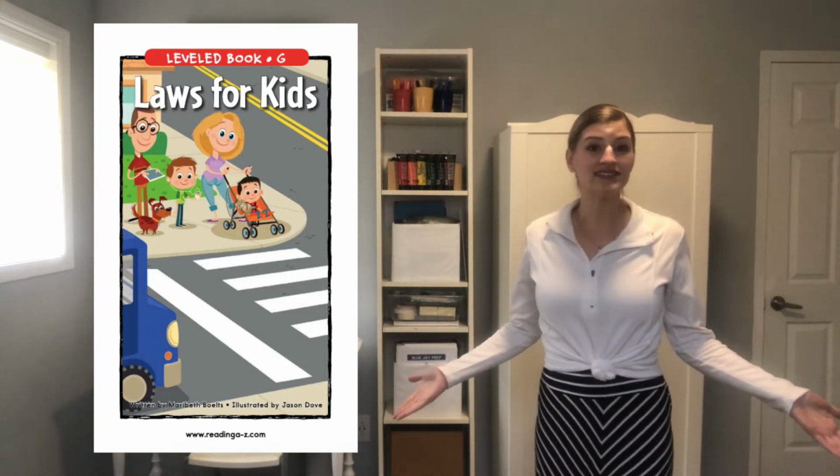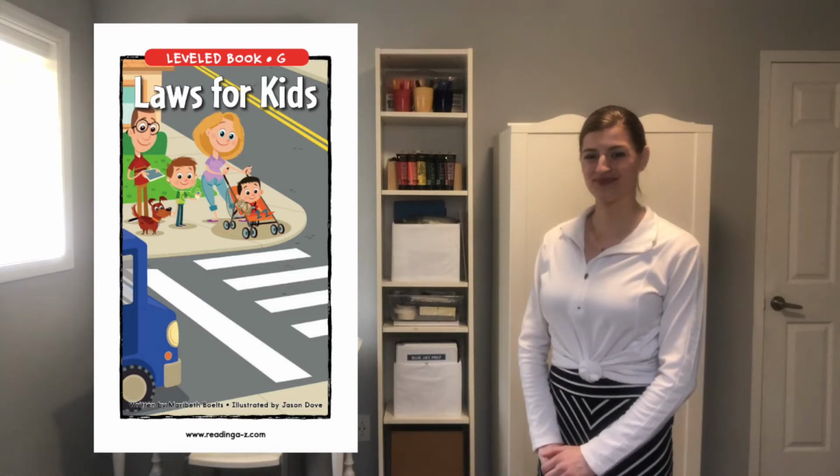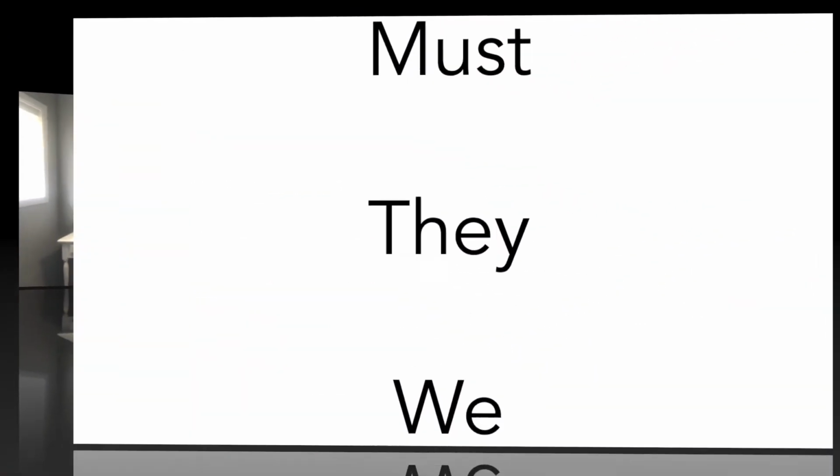How do laws keep us safe? Before we begin, let's go over some sight words. Here are some words that you will see frequently in the book. Must, they, and we. We will say each word 3 times so that it sticks in our brain.